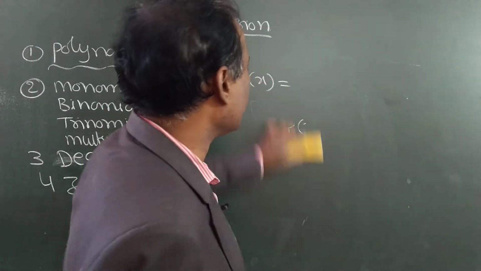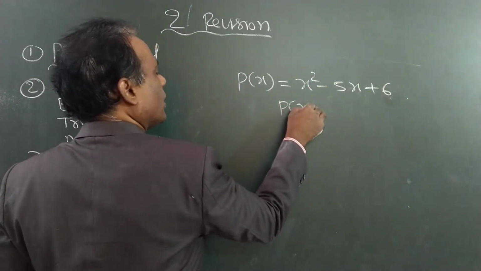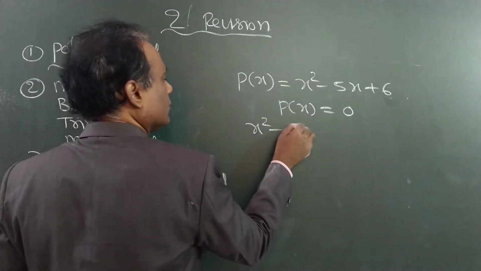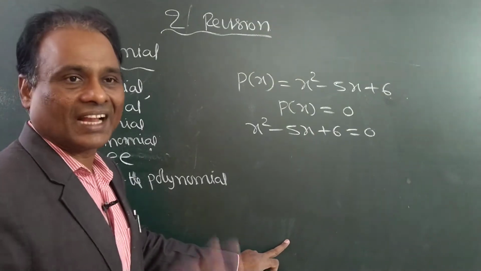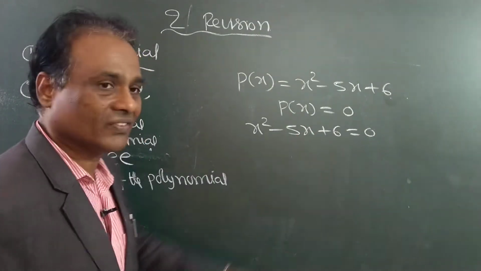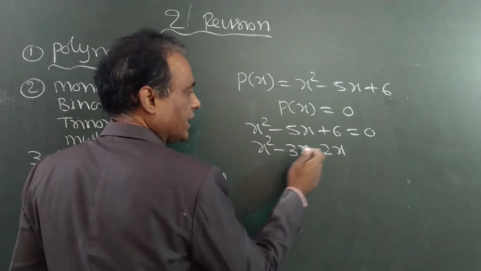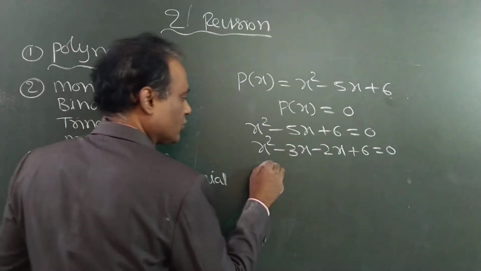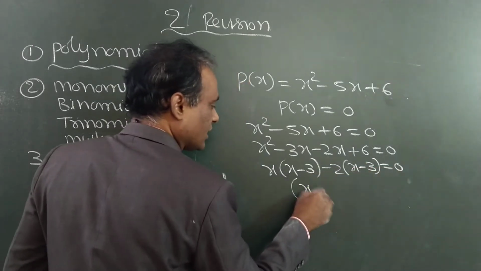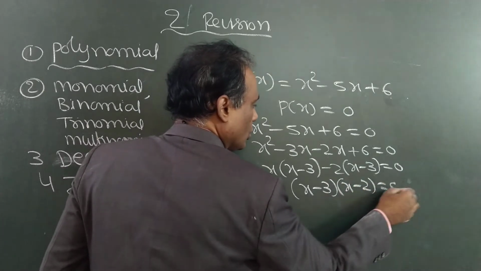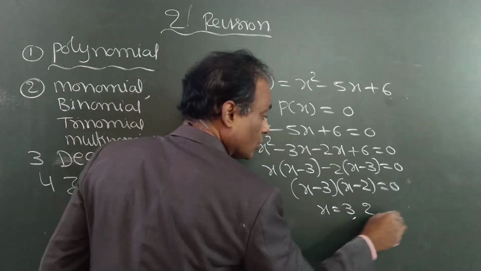Suppose it is a second degree polynomial. We have to equate the polynomial to 0 to find its zeros. You know how to solve this equation. Tell two numbers such that the sum is 5 and the product is 6. So 2 and 3: 3 plus 2 is 5, and 3 into 2 is 6. First take 2x common, minus 2 common. So the factors are (x minus 3) into (x minus 2). Therefore x minus 3 is equal to 0, so x is equal to 3, and x minus 2 is equal to 0, so x is equal to 2.